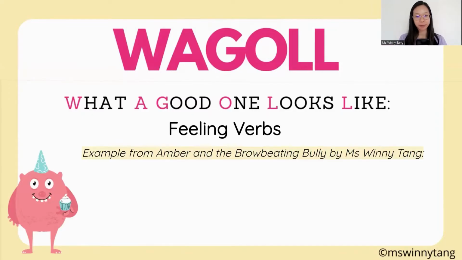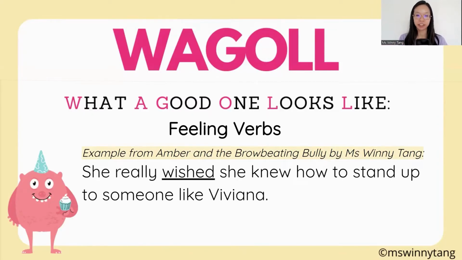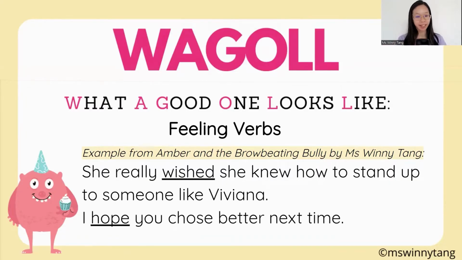Our feeling verbs. She really wished she knew how to stand up to someone like Viviana. I hope you choose better next time. So we have wished and hope as examples of feeling verbs.